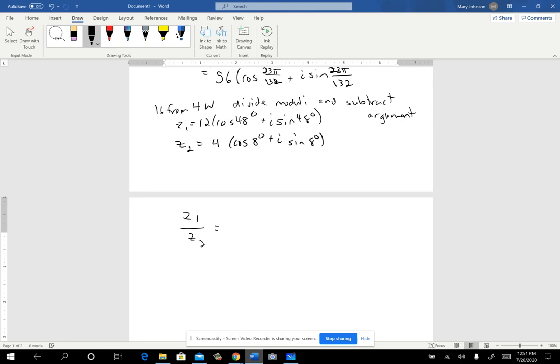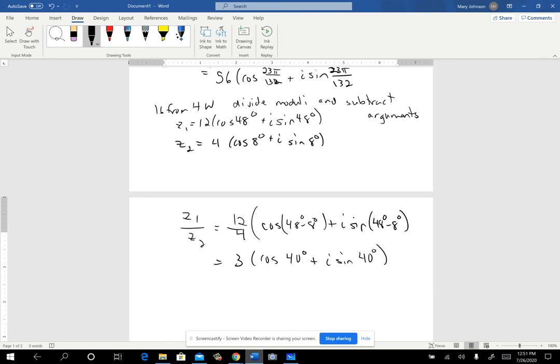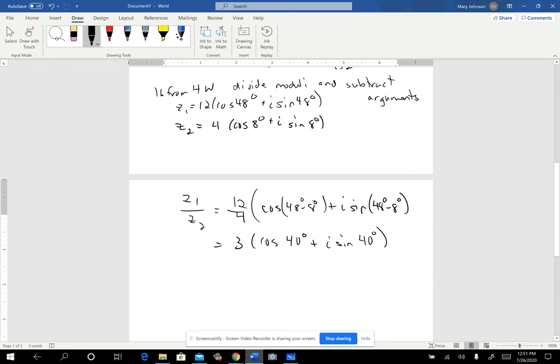So it'll be 12 divided by 4, and then cosine 48 minus 8 degrees plus i sine 48 minus 8 degrees. So that's going to be 3 cosine 40 plus i sine 40. And I'm done as long as they just want it left in polar form.